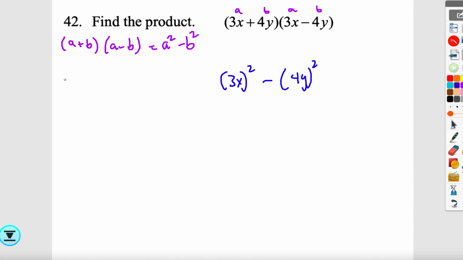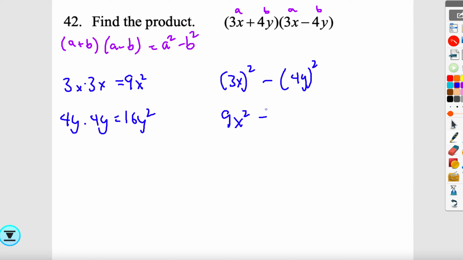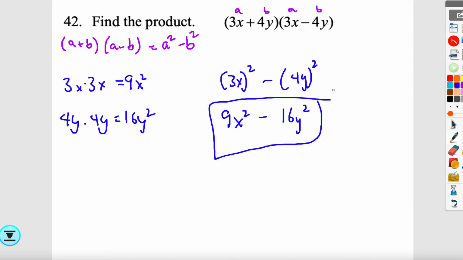So 3x squared is just 3x times 3x, right? So 3 times 3 is 9, x times x is x squared, right? And then for 4y squared, it will be 4y times 4y, which is 16y squared. Which will be negative 16y squared. And we're done.